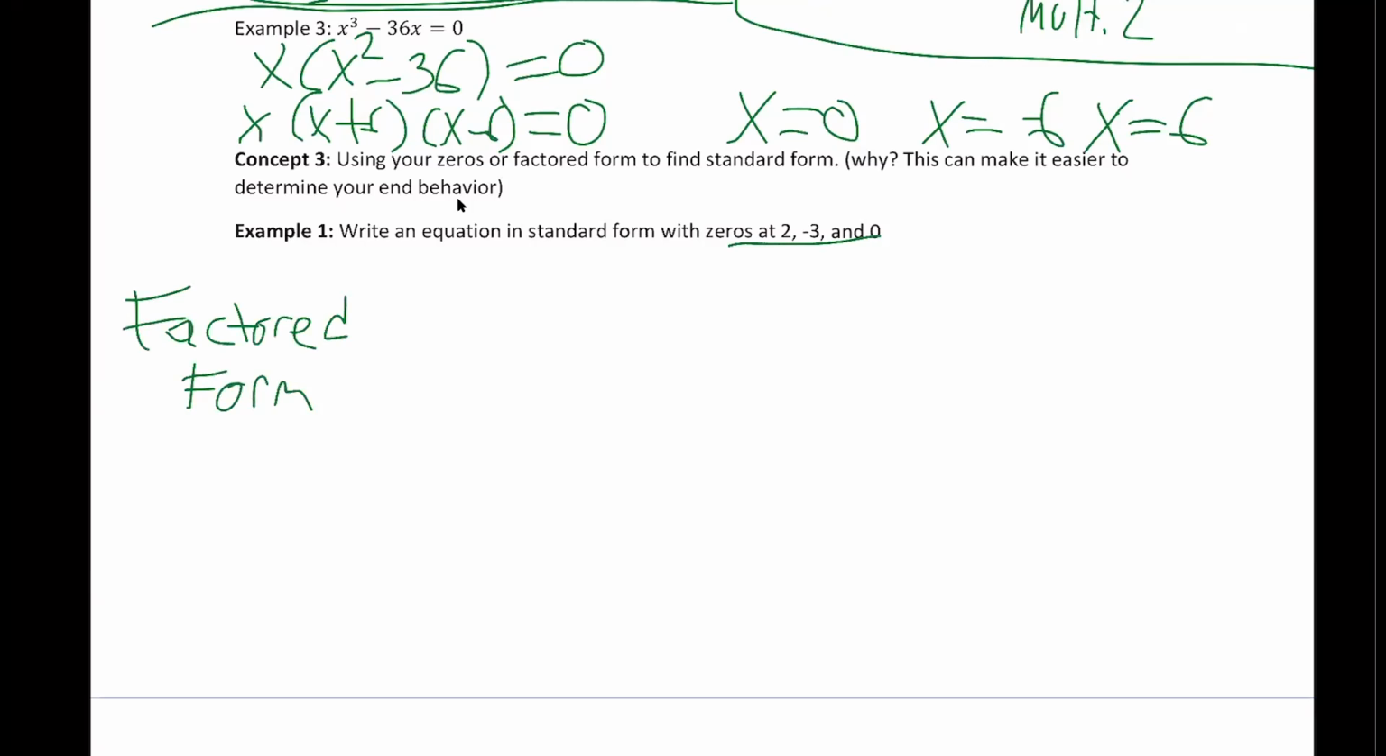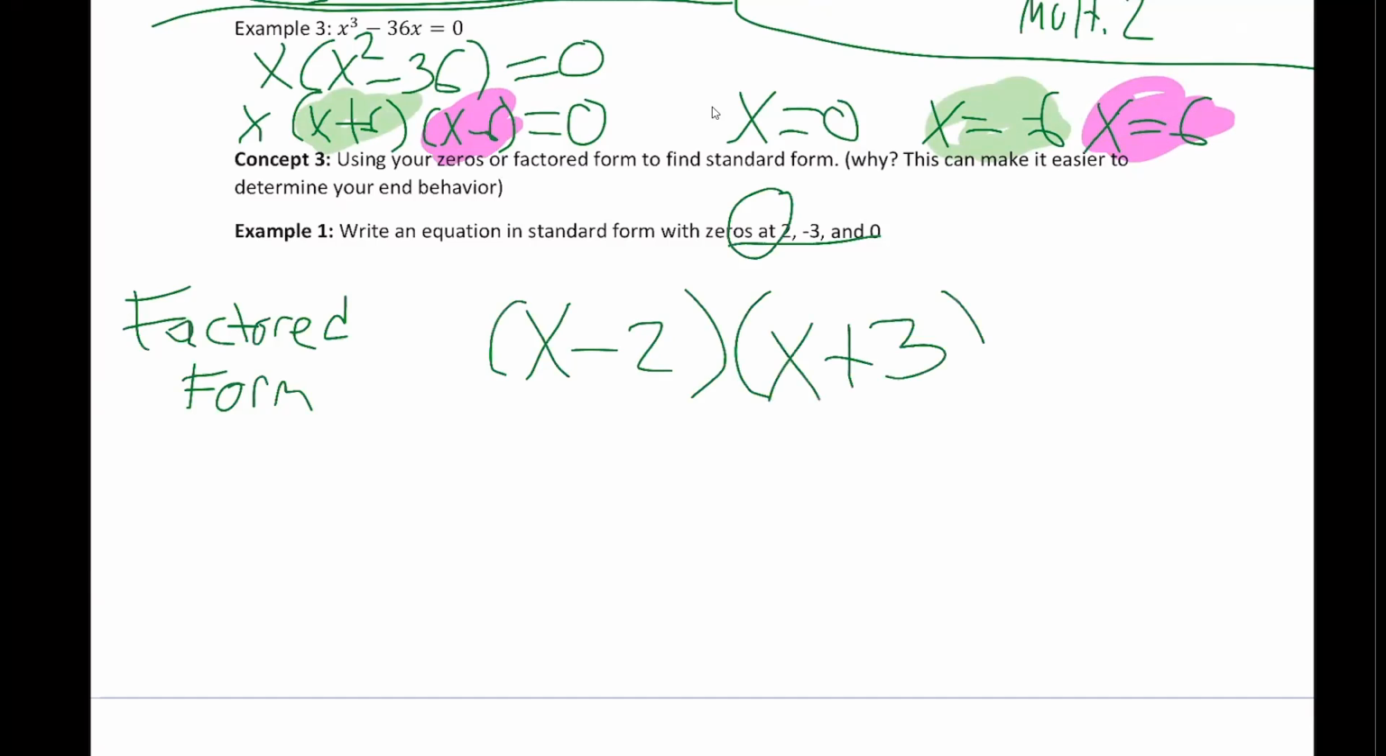So if you remember when you're solving these, your solutions or x-intercepts are the opposite of what you had inside your binomial. Like this x equals 6 came from this x minus 6, it's reversed, so you're working backwards. So if you had a 0 at +2, you're going to have a binomial that's x minus 2. If you had a 0 at -3, you're going to do the reverse, so it would be x plus 3.